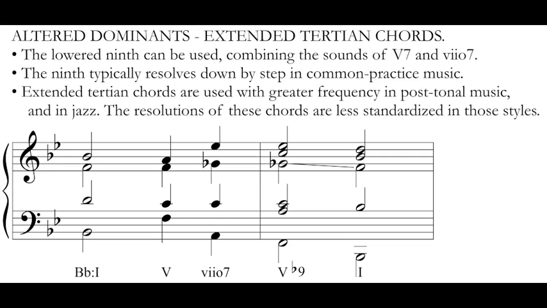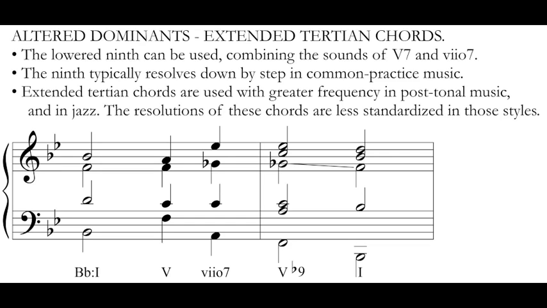When we find ninths, whether they're lowered or not lowered, they typically resolve down by step in common practice music, similar to sevenths. Extended tertian chords are used with a lot more frequency in other post-tonal music and in jazz. And in these musical traditions, the resolutions are a little bit less standardized. You can find these extended things resolving in many, many different ways.